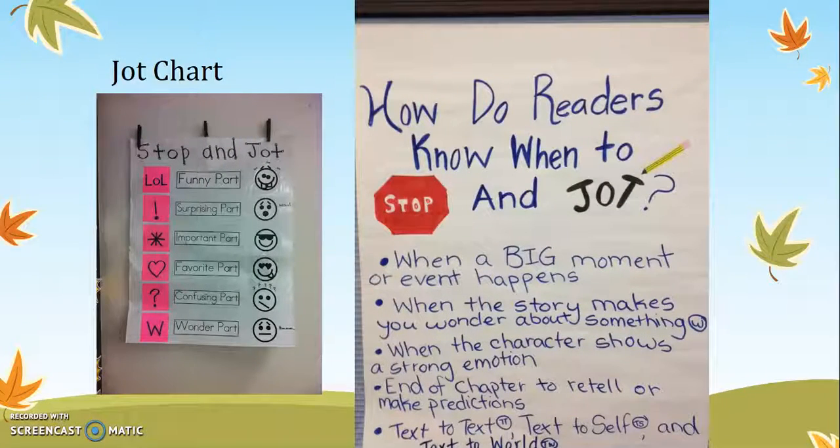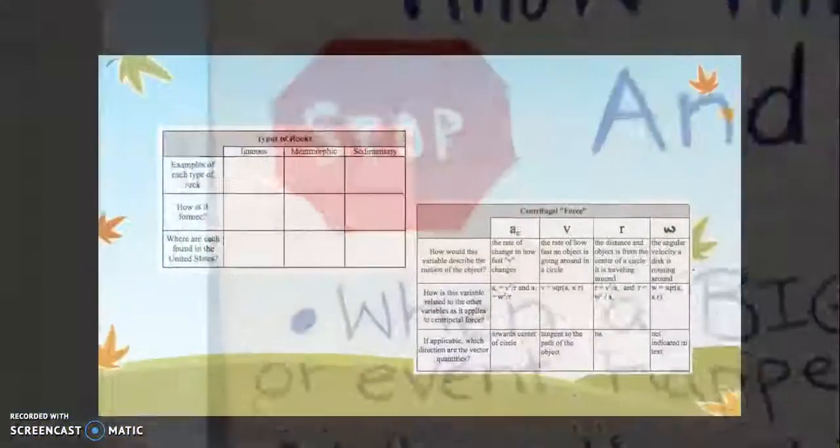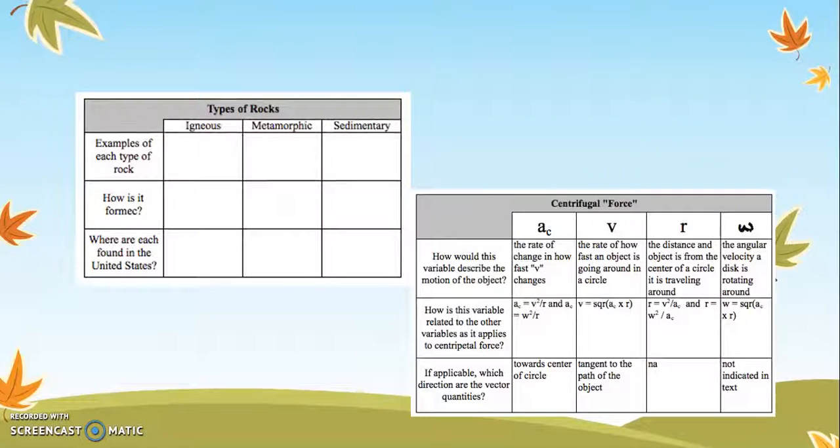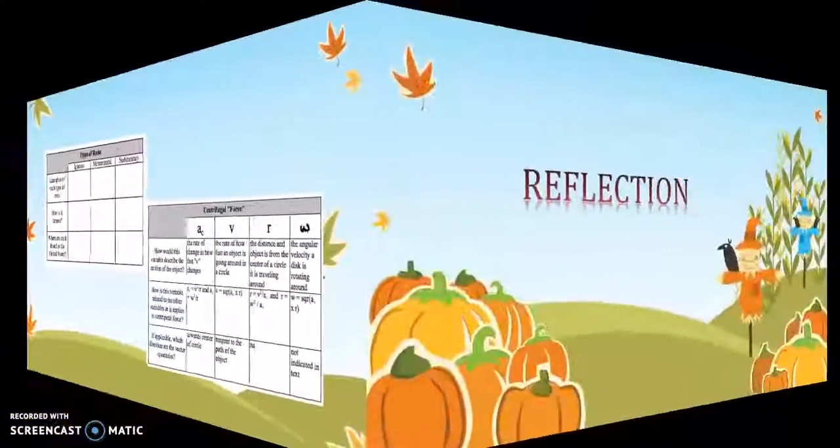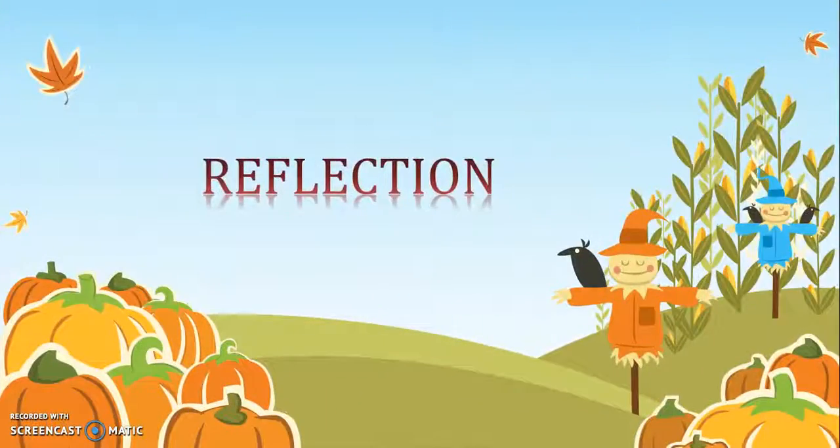And then we have jot charts. These are just posters on how to stop and jot while you're reading or during the lesson. So you would just write down notes that you think are important throughout the reading. This is also another example of a jot chart. You see on the left side is about different types of rocks, and on the other side it's about force.